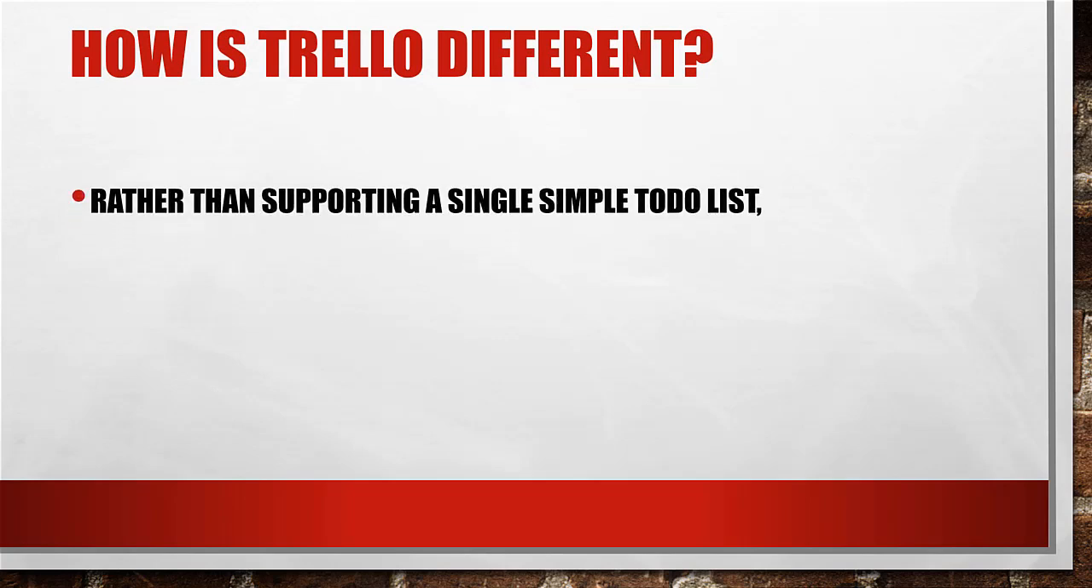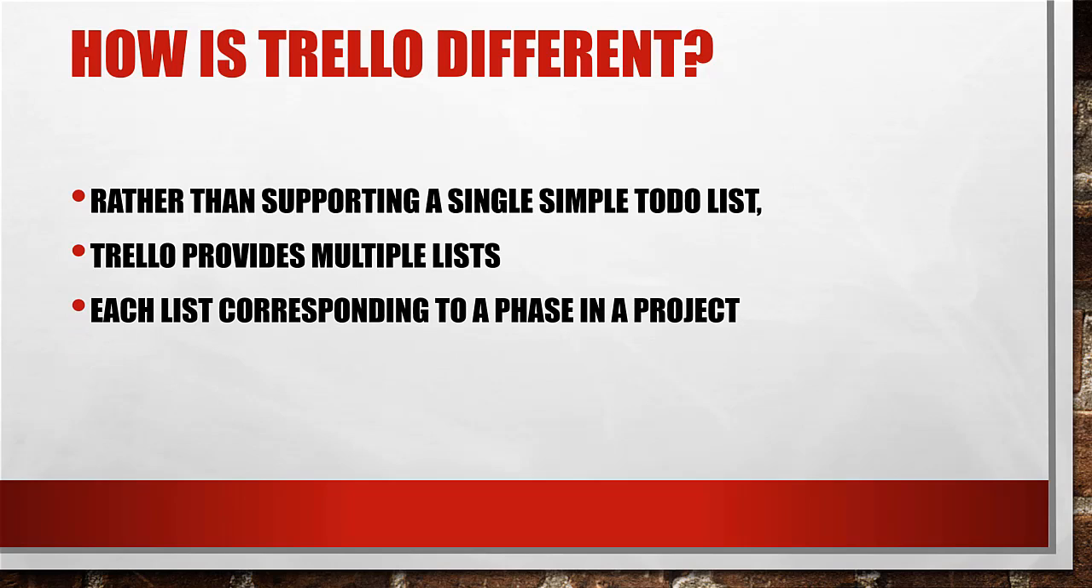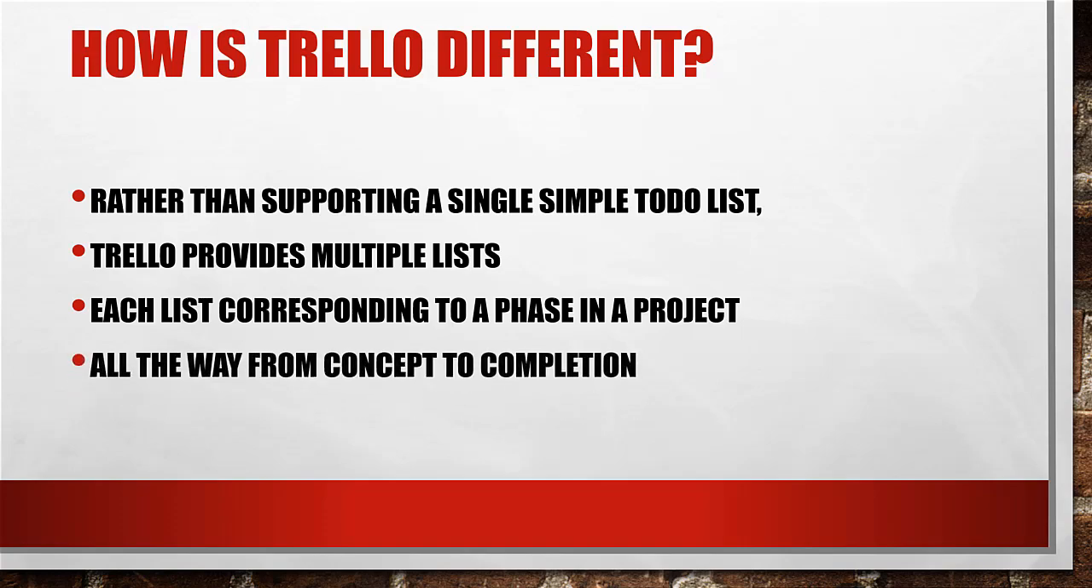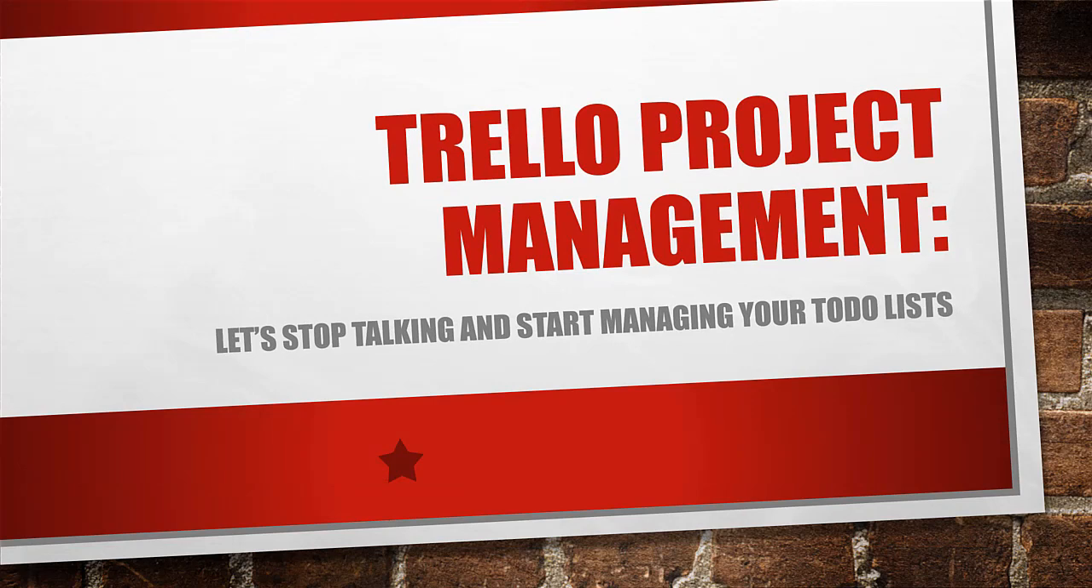So how is Trello different from other project management or to-do list systems? Well, rather than supporting a single simple to-do list, Trello provides multiple lists, each list corresponding to a phase in a project. For instance, to do, working on, completed, rejected, whatever phase a task can go through from concept through completion. But let's stop talking about Trello and start looking at how to use it to manage your to-do lists.